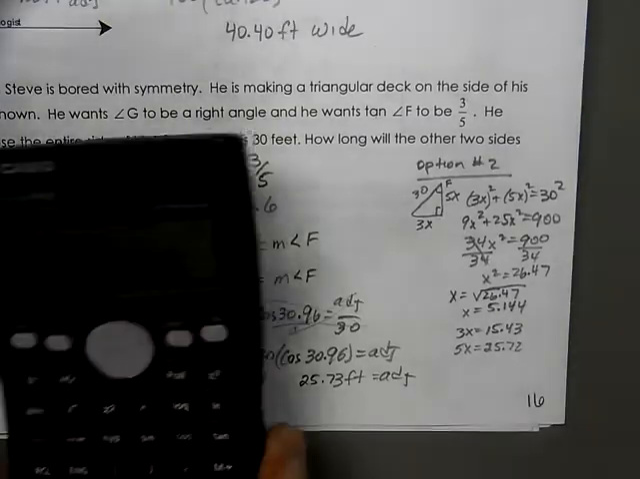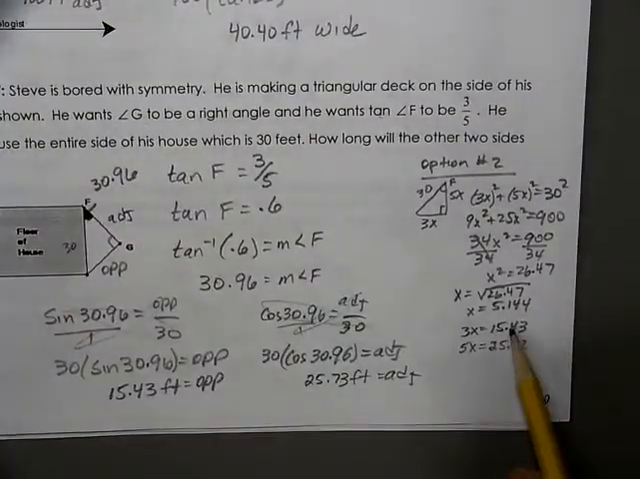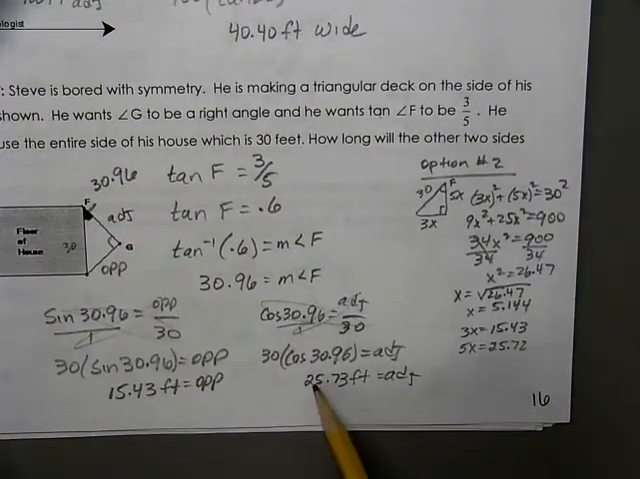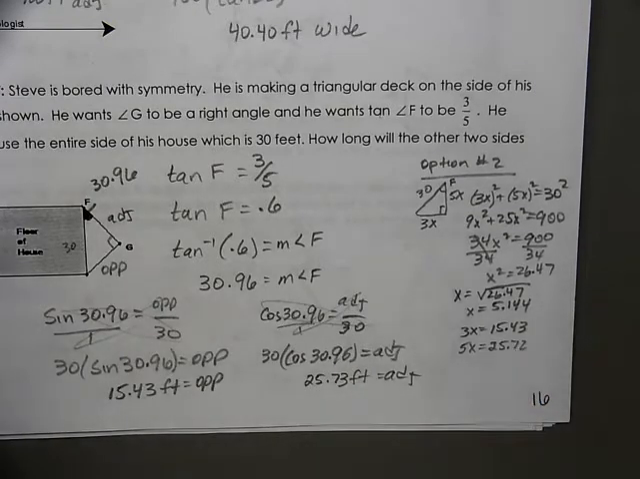So if you look here, the 15.43 matched up exactly. The 25.73 and 25.72 came up really close to each other. So it's just a different way that you can look at ways to solve a problem. There's typically more than one way in mathematics.